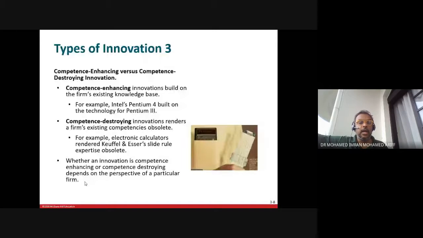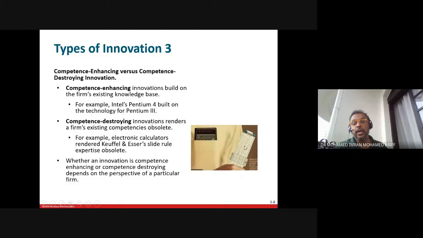For example, electronic calculators rendered by Koffel and his slide ruler, expertise obsolete. Okay, dengan gambar ni. Okay, so these two guys ni, Koffel and Esther, slide ruler expertise ni. Okay, this is for engineering punya calculator. It's obsolete now. No one do it because ada innovation baru masuk. Okay, so sometimes your innovation by company can just destroy somebody else. Okay, people don't use it anymore.